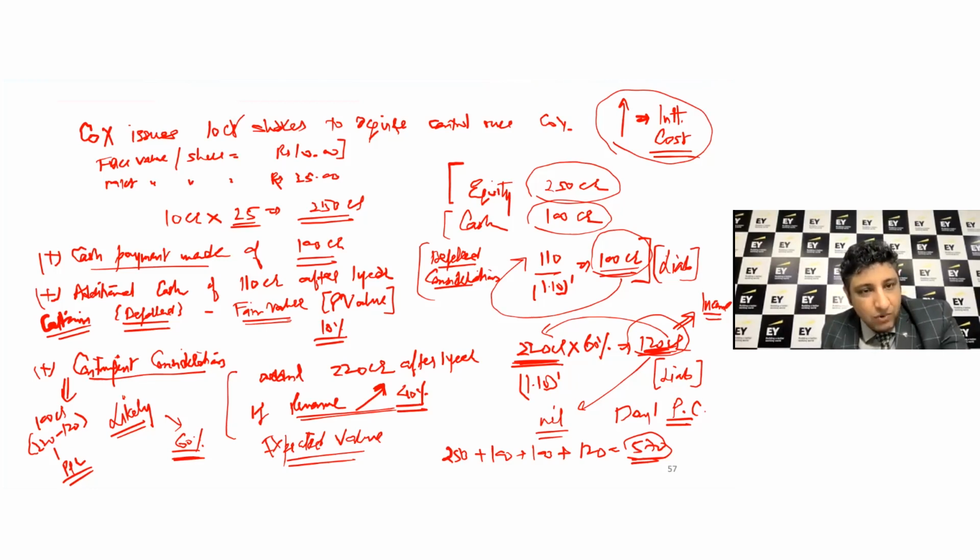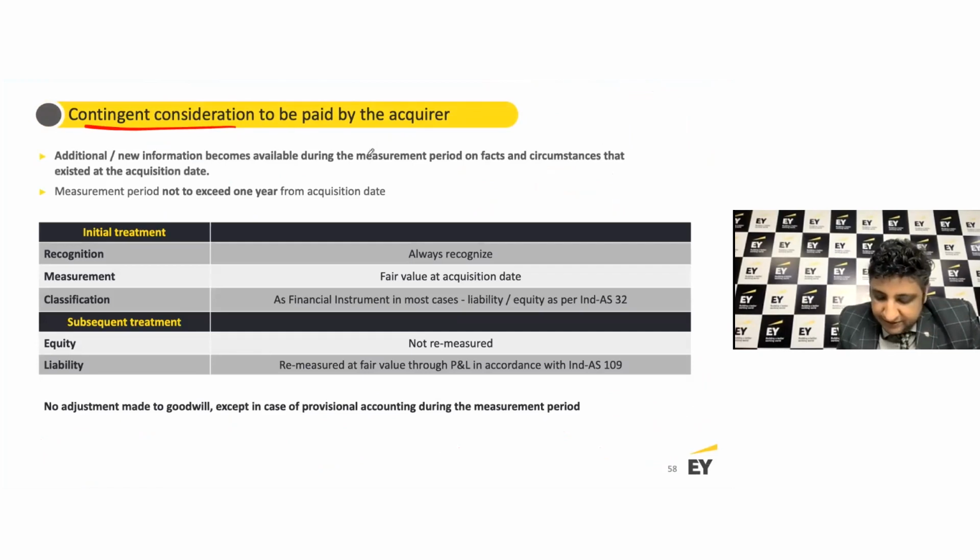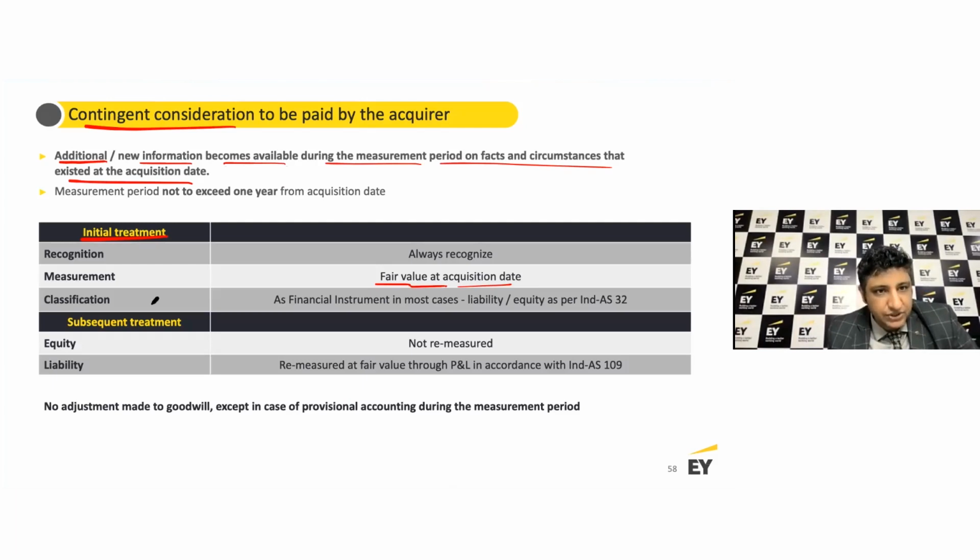Okay, it's an important concept for calculation purposes also. So be very, very comfortable around it. All right, let's have a look at the scenario. This is purely a synopsis of what we have covered on the contingent considerations case. Additional or new information would become available during the period, and basis that we need to look at it. My initial measurement is always done on the fair value as on the date of acquisition, right? We'll talk about the classification in a minute.